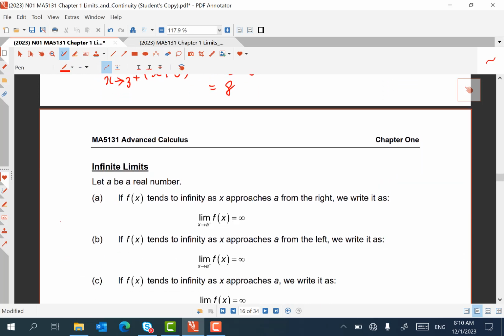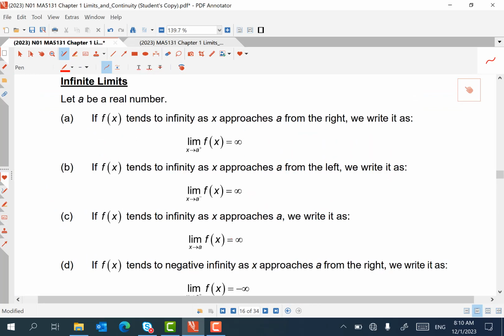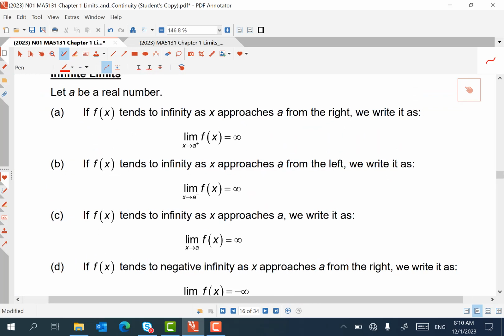Okay, the next one, we want to delve into the infinite limits. There are a few statements here pertaining to the value of the limits being infinity. Class, when you write this, you are very careful. We don't mean that the infinity is a number, we don't mean that. We are just saying that the value of the limit is humongous, very, very large. That's all we mean.